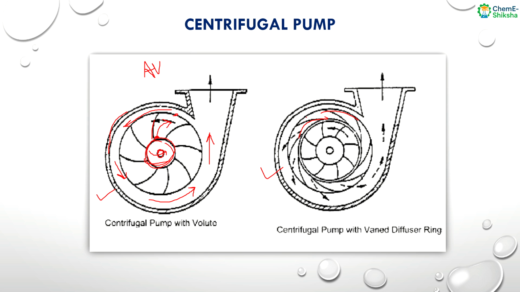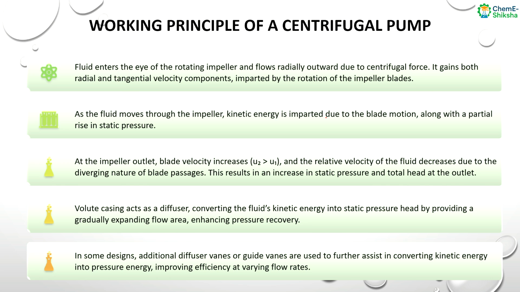Again, if we need a much larger amount of head, then there is the diffuser or the guide fairing. This diffuser is also diverging in nature, so in the flow direction its area is also increasing. So it will also help to increase the pressure head. Whatever I told you is written in this PPT.